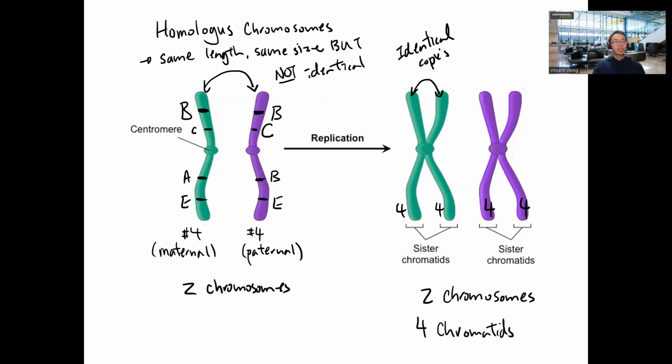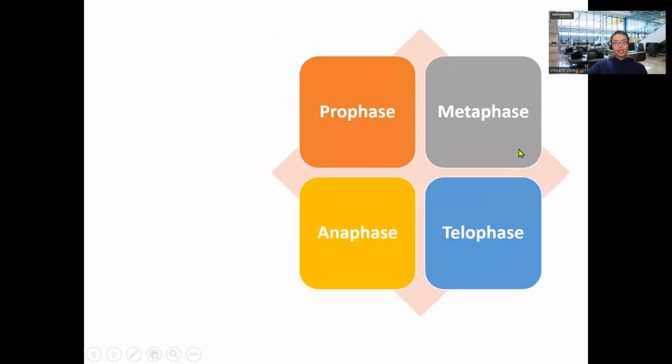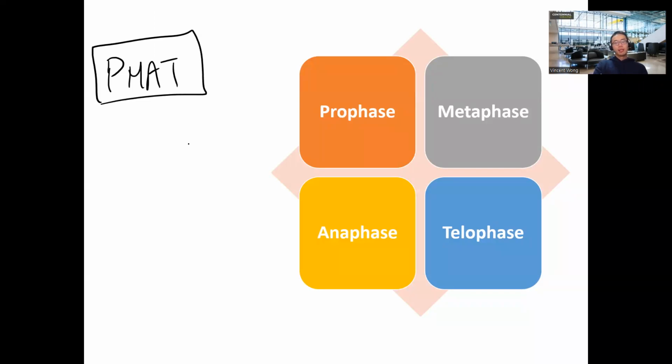Especially when we talk about mitosis, knowing how to count the numbers is going to be important. All right, moving on. This is the actual mitosis. We have four phases, and you can memorize them with the acronym PMAT: prophase, metaphase, anaphase, and telophase. I'm going to go through what happens in each of these phases, and hopefully it will make sense.